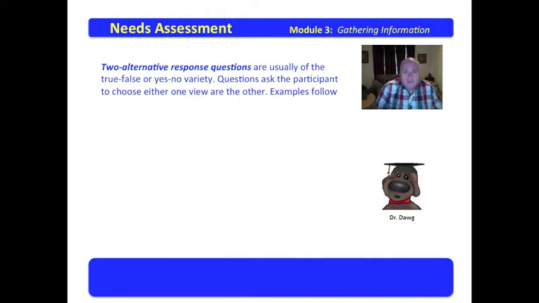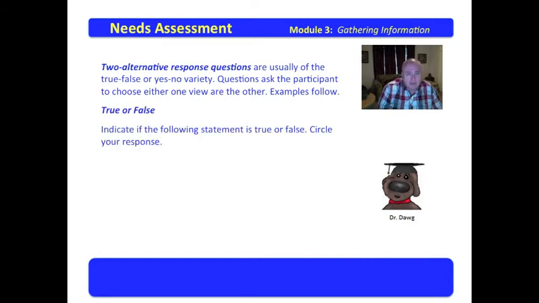Two alternative response questions are usually of the true, false, yes, no variety. These questions ask the participant to choose either one view or the other, and some examples follow. Here's a classic example of a true-false question. Indicate if the following statement is true or false. Circle your response. True or false? The person teaching this course knows what he is doing. You probably have a definite response to that.